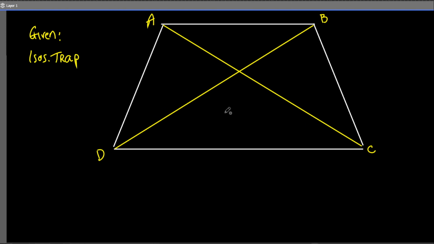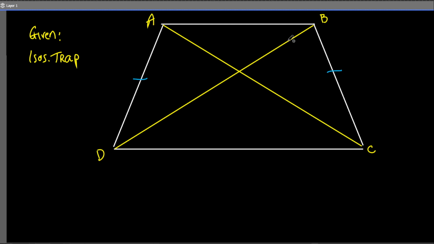So what does that tell us? That tells us a couple things. The sides add up to 180? You can't say sides, because sides don't add up to 180. Okay, the angles, the base angles. So you could say that big angle D and big angle C are equal to each other. Big angle A and big angle B are equal to each other. You could say that AD is equal to BC, right?